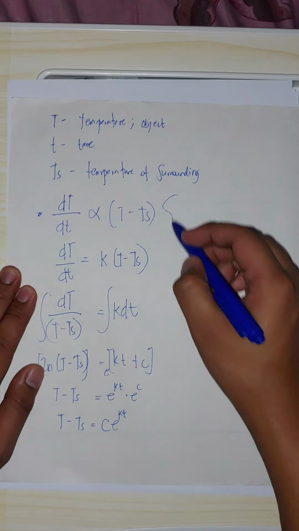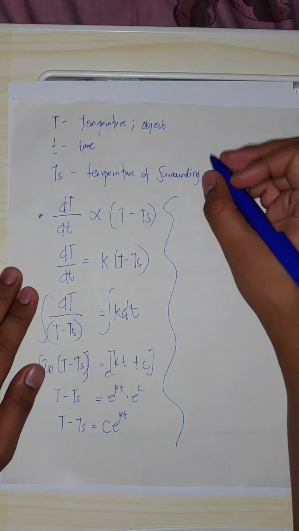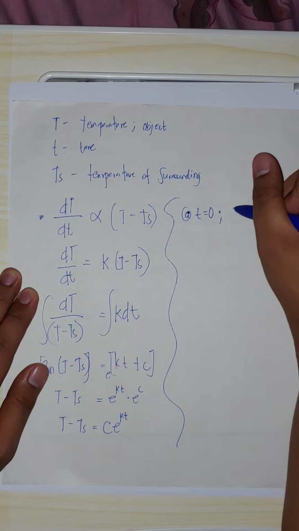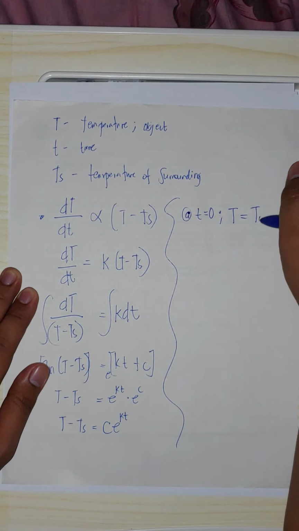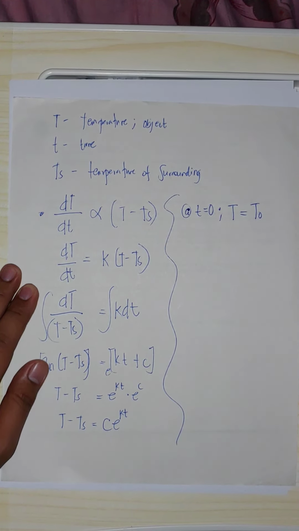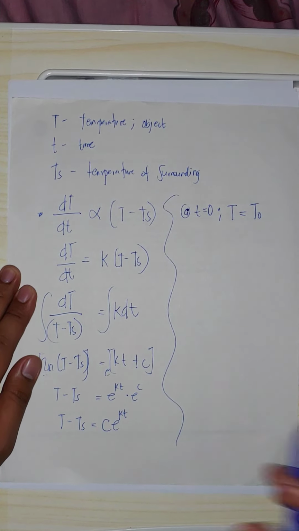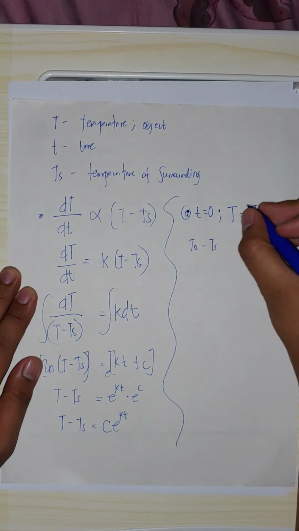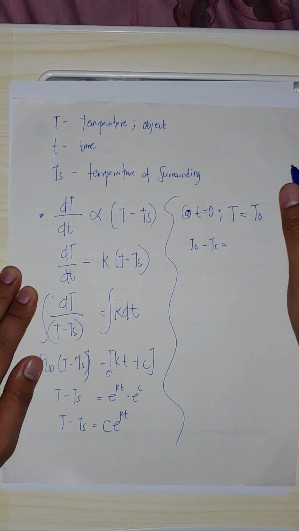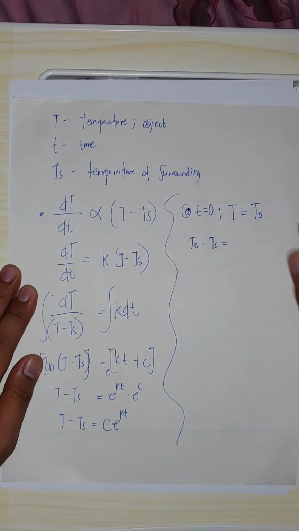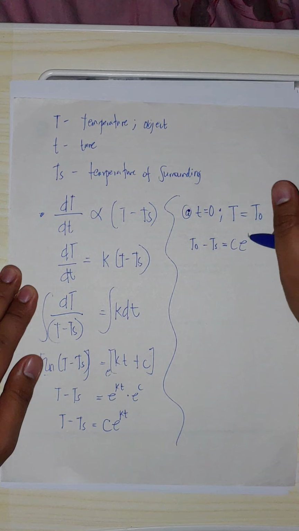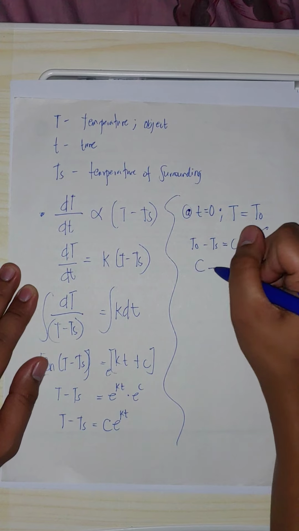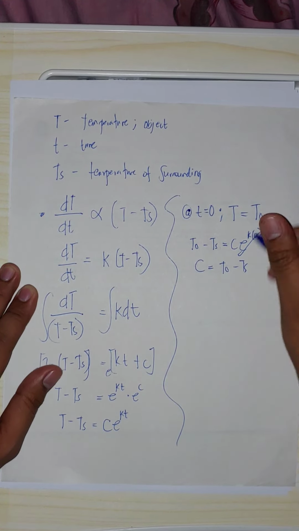So now we will find what C is. Let's have a condition. Let's say at time equal to 0, our temperature is the initial temperature. So we substitute that into this equation. Then we have T naught minus the temperature of the surroundings is equal to C times e raised to the K times the time at 0. So this becomes 1. Therefore, our constant C is T0 minus Ts.